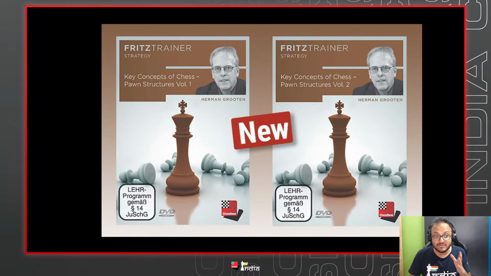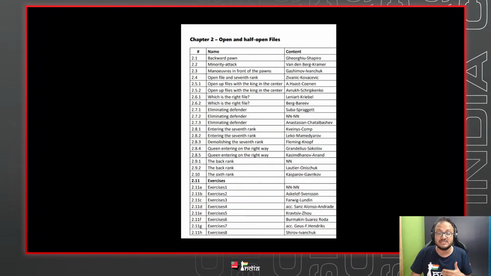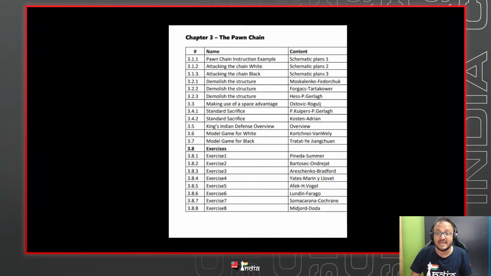And look at the depth in which the topics are covered. He talks about the definitions, then doubled pawns, then backward pawn, tension, open file, pawn chain battle, IQP, passed pawn. Then you have the exercises. Then he talks about open files and half open files in this. Then there are also exercises there. Then you have the pawn chain with exercises there. This is the first Fritz trainer.